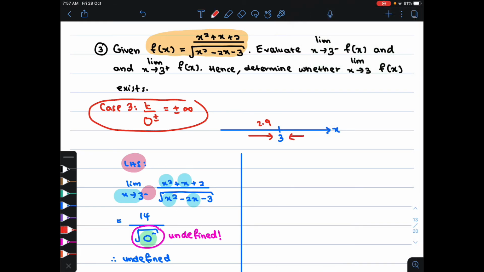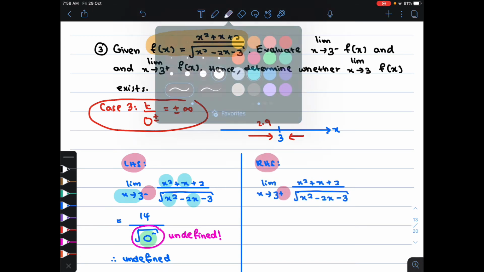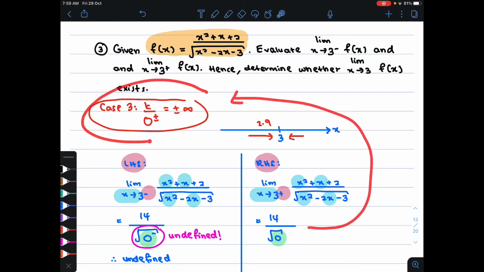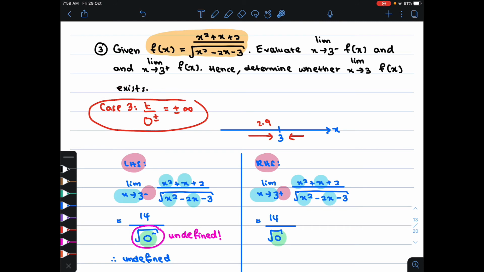Now, let's do from the right hand side. Right hand side means that you need to use plus sign. So just substitute x equal to 3 into the numerator and denominator. Using calculator, this is 14, and this one is 0. So you'll get 14 divided by square root of 0. Since only the denominator is 0, this means that for the right hand side, we're going to consider case 3 as well. So we need to determine, is this 0 plus or 0 minus?